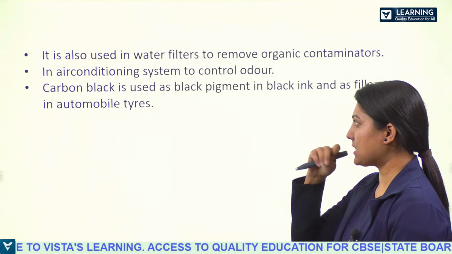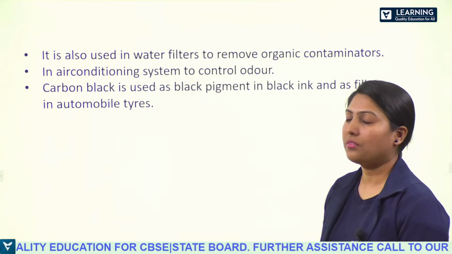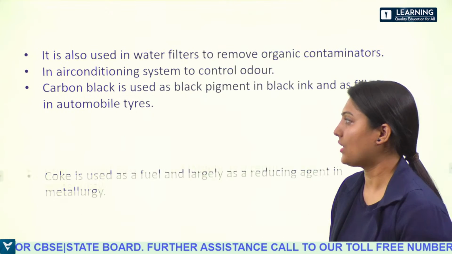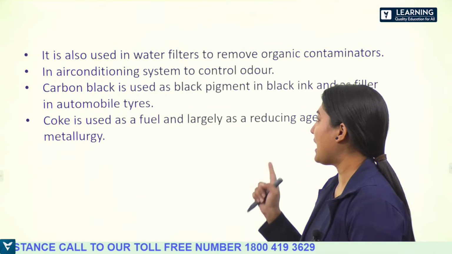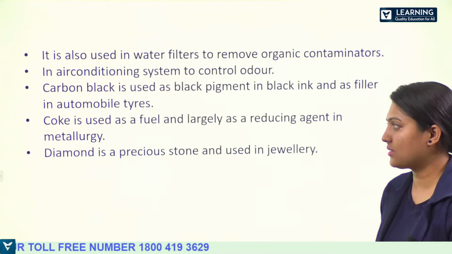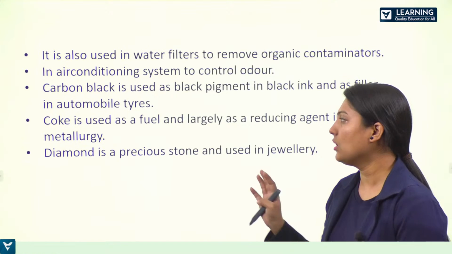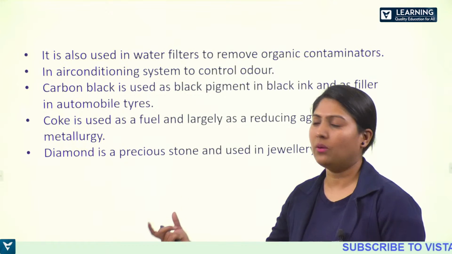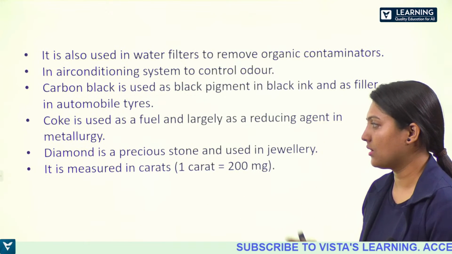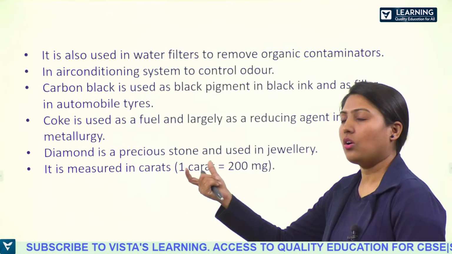Carbon black is used as a black pigment in black ink, and as a filler in automobile tires. Coke is used as a fuel, and largely as a reducing agent in metallurgy. Because when coke reacts with oxygen, it gives a very high temperature. For that, we use it in metallurgy. Diamond is precious, as we know, used in jewelry, and it is measured in carats. One carat of diamond is equal to 200 milligrams.